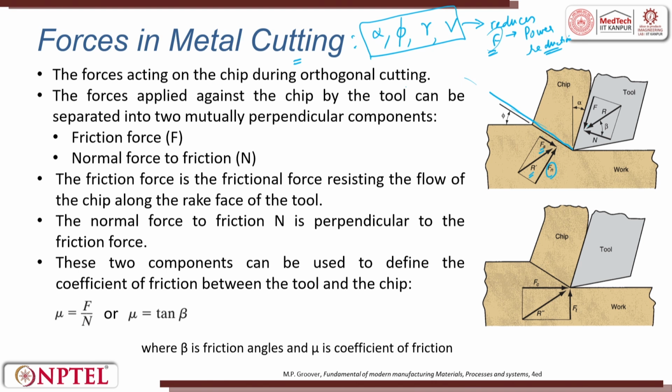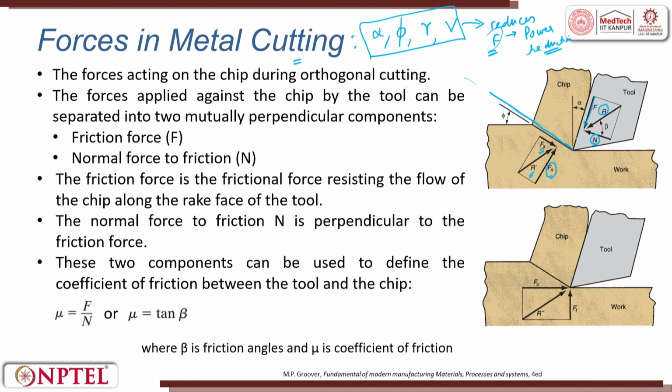Now, this is on the workpiece zone. On the tool zone, there is a friction component which happens along the tool-chip interface. So, there is a friction force which is called F, and normal to the friction force is N. When I resolve these two, it is called R. So, there are two R's. In order to have more clarity, I will call the resultant between Fs and Fn as R dash.